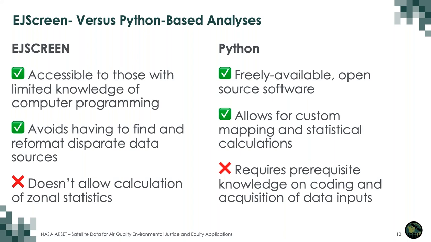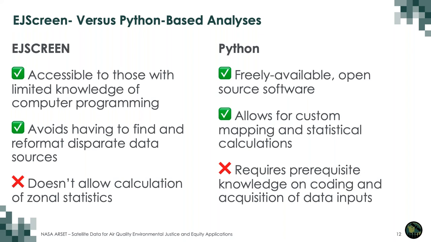Hopefully your independent exploration of EJScreen, specifically using the custom NO2 data set alongside demographic information, allowed you to find some interesting results that might even inform some of the work that you all do. We're going to pivot now and talk about another tool that we can use to understand air inequality in the US. And it's a Python-based approach.